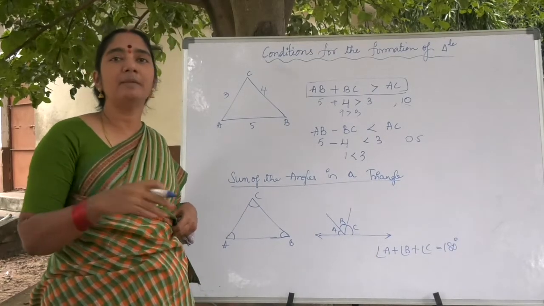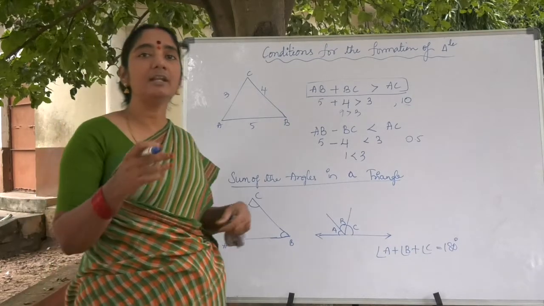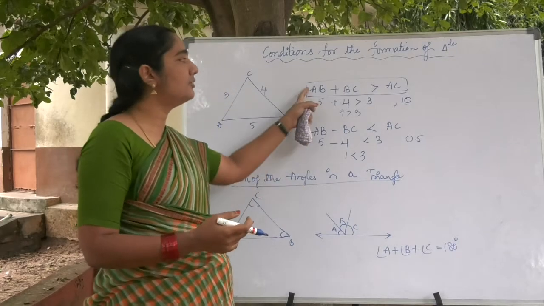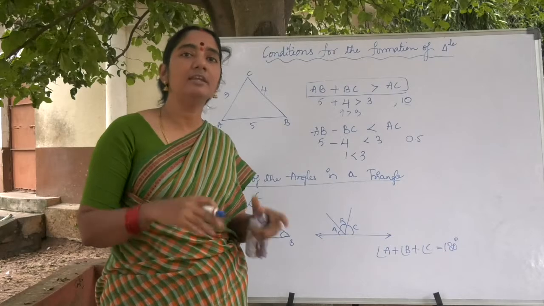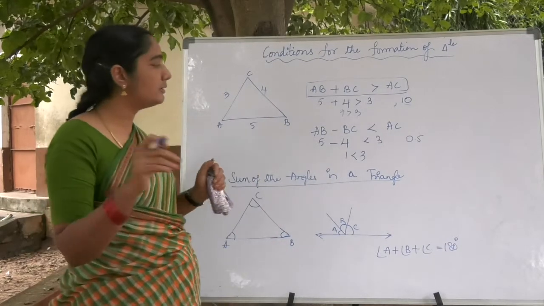can a triangle be formed or not? A question can be asked like that. In that particular case, we must be in a position to say whether it can be formed or not. Apply these conditions. When it is satisfying, it can be formed. If it is not satisfying, a triangle cannot be formed. You must be in a position to tell.